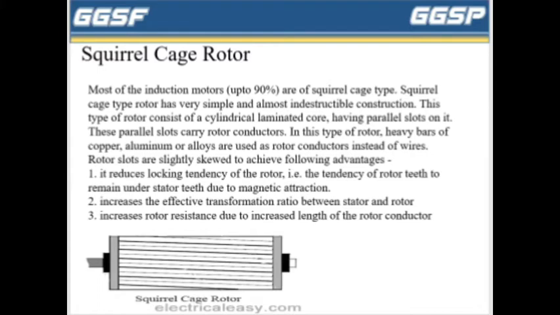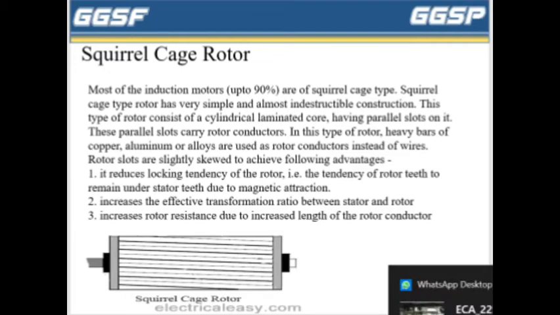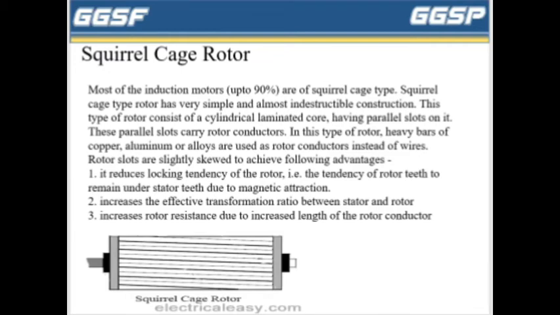Most of the induction motors, up to 90%, are of squirrel cage type. The squirrel cage rotor has a very simple and almost indestructible construction. This type of rotor consists of a cylindrical laminated core having parallel slots on it. These parallel slots carry rotor conductors. In this type of rotor, heavy bars of copper, aluminium or alloy are used as rotor conductors instead of wires.